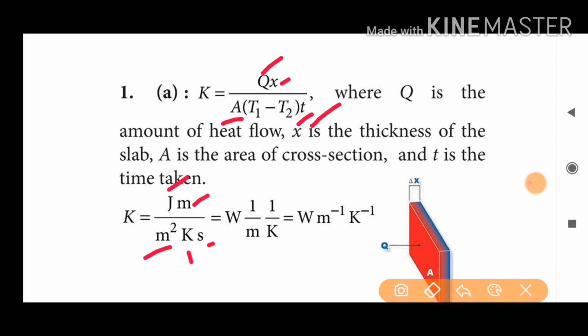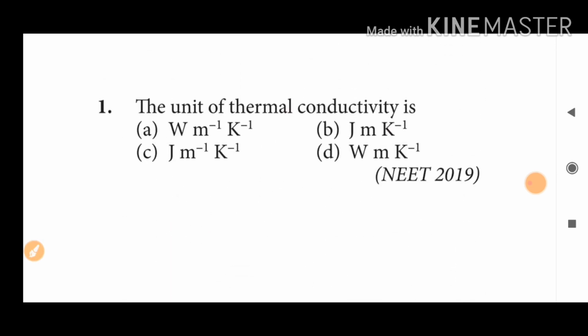So what happens here? Meter in the numerator and one meter in the denominator cancel out. The remaining joule per second is watt, and 1 upon meter, 1 upon Kelvin. So what we get is watt meter to the power minus 1 Kelvin to the power minus 1. This is option A, so option A is the correct answer.